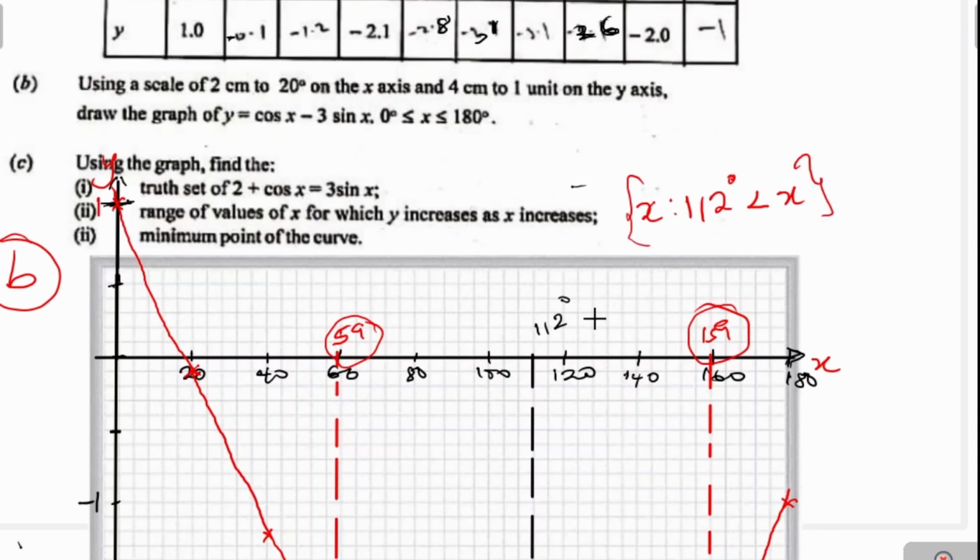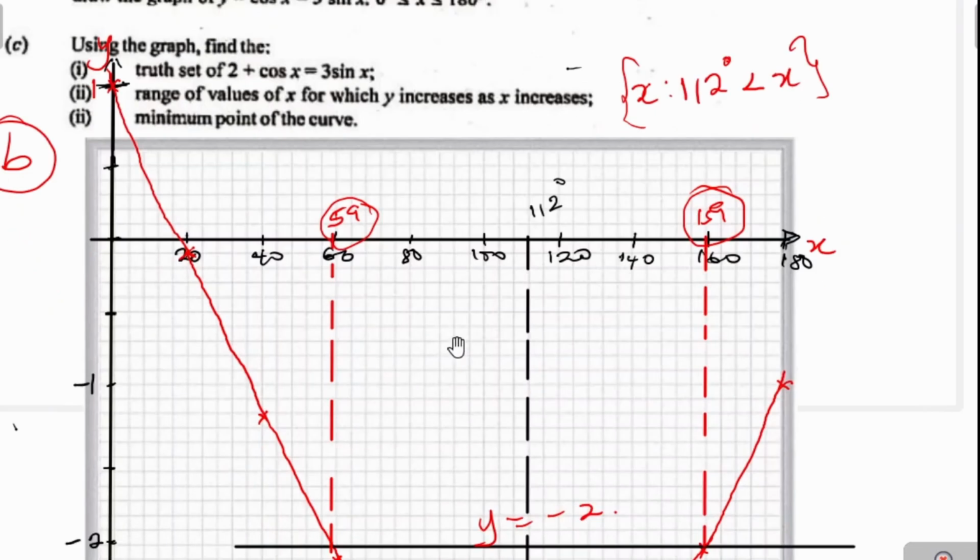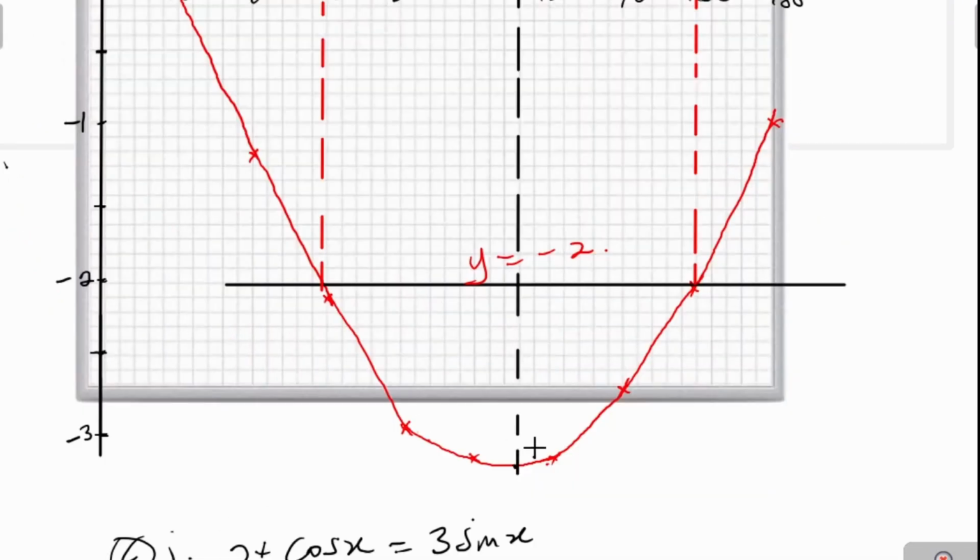Then let's take the last one, the minimum point of the curve. The minimum point of the curve occurs at the vertex of the graph here. So we just have to trace here. We have the x value already. Let's trace it to the y axis.